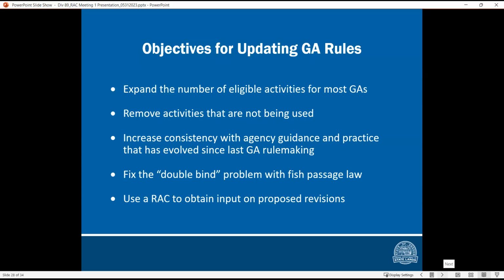Another objective is to increase consistency with staff guidance and practice that has evolved since our last rulemaking. So I'll explain this one by example. We have that piling GA if folks want to drive small amounts of piling. A couple of years after we adopted that rule to create that GA, ODFW came out with guidelines for residential docks in Oregon. It's information that really would have been great to have in our administrative rule for the piling GA. But we weren't in a place to reopen the rulemaking.